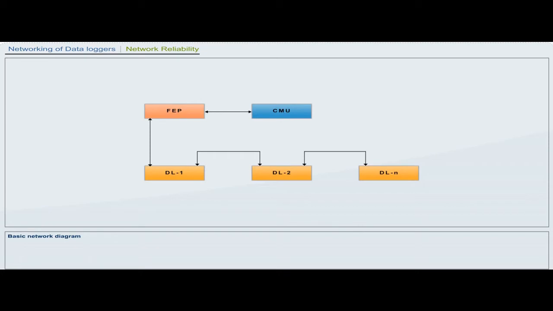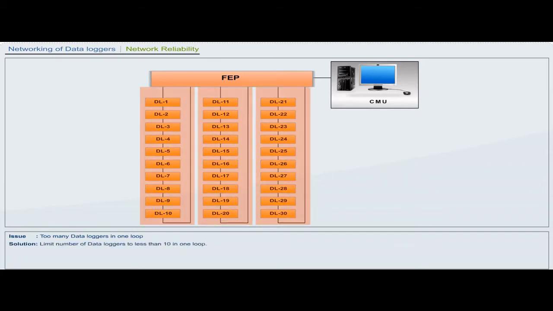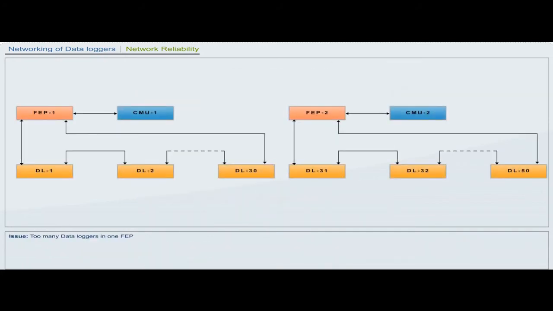Basic network diagram. Limitation: any one failure causes data loss. Solution: provide an end patch to have bidirectional data flow. Issue: too many data loggers in one loop. Solution: limit the number of data loggers to less than 10 in one loop. Issue: too many data loggers in one FEP. Solution: limit the data loggers to 32 as stipulated in the RDSO specification.